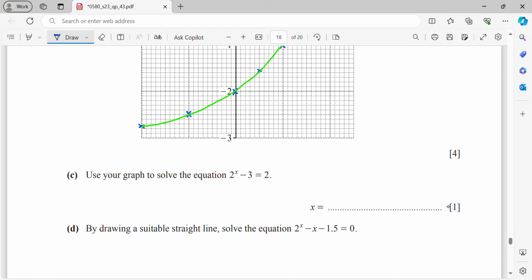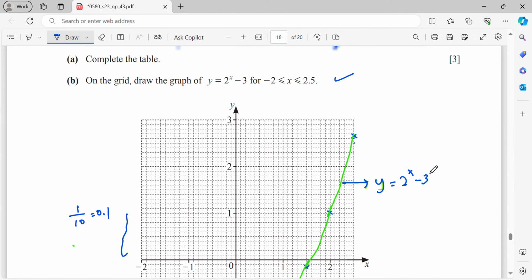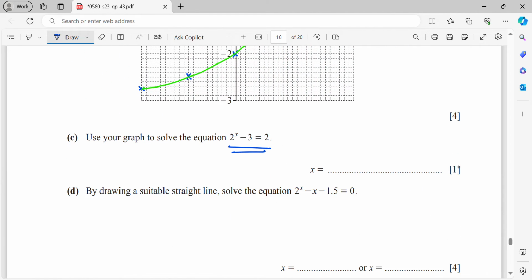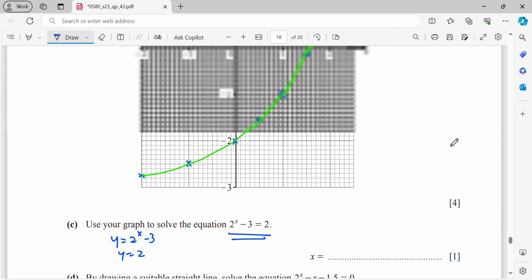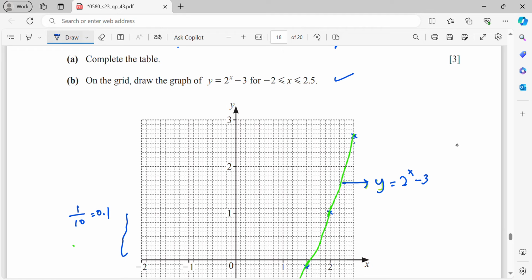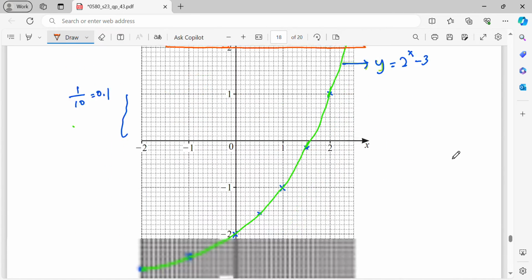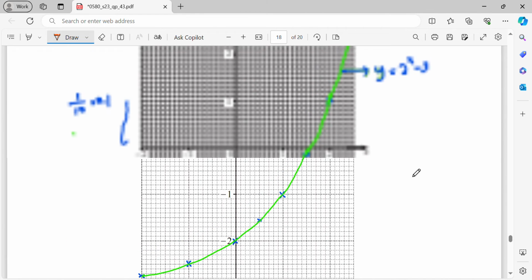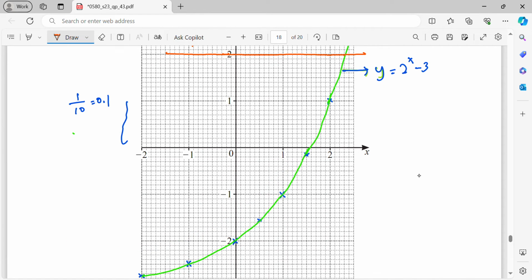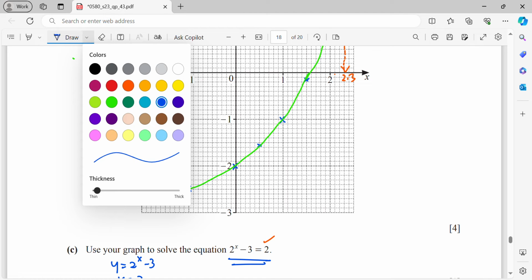Now, use your graph to solve this equation. It's mentioned here, this is the graph for 2 power x minus 3. So I will split into two functions. y equals 2 power x minus 3, and another one is y equals 2. So now just draw the line y equals 2 to find the intersection points. So my line is here. This is y equals 2. When it is an equal sign, both equal means the intersection point. So just read the intersection point. It is roughly 2.1, 2.2, 2.3. So I will get 2.3.